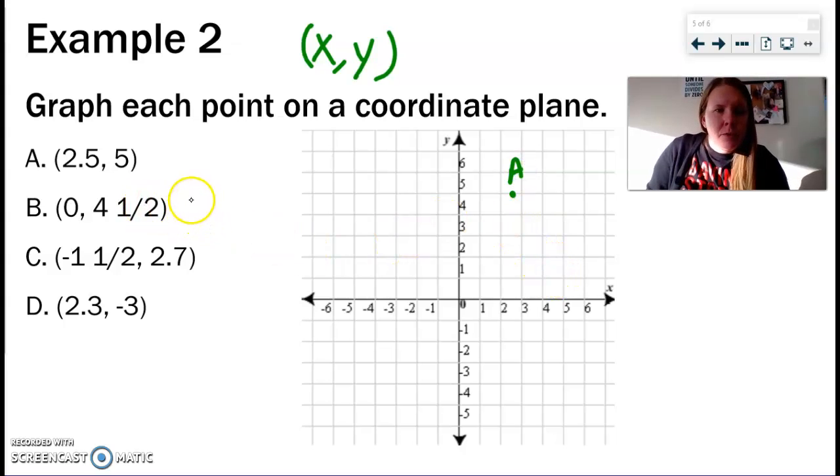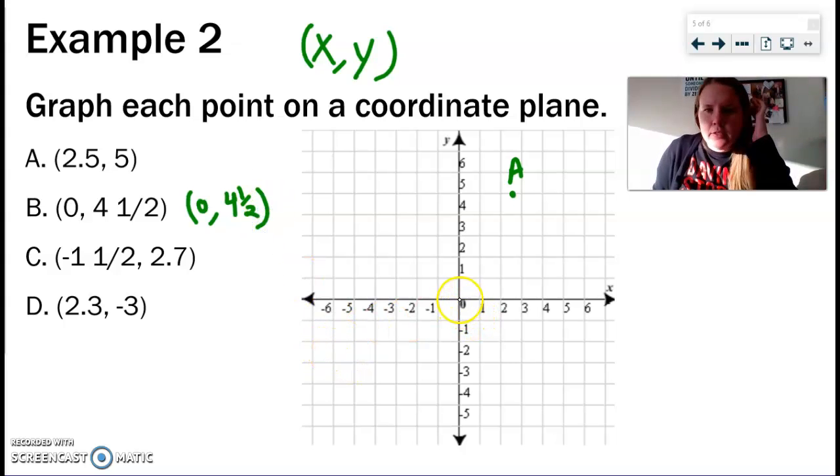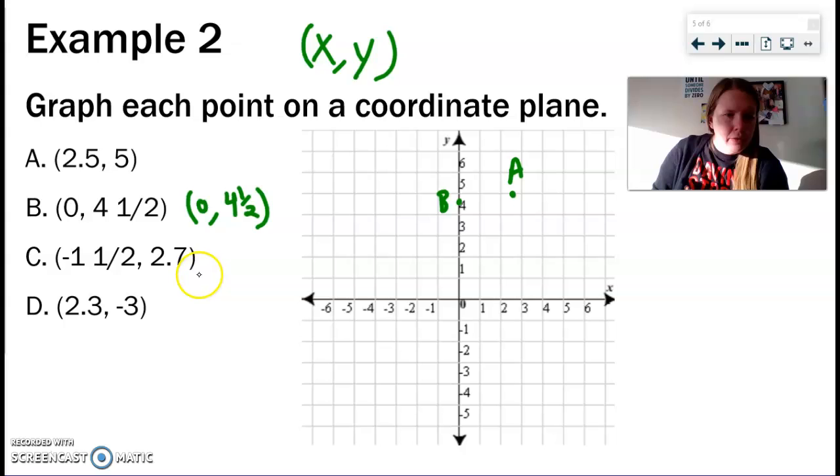For B, I'm going to be a little more specific. I'm going to rewrite this because typing it out is hard. It says (0, 4 and 1/2). Okay, that's what I was trying to do. So in this case, I'm going to start at 0, 0. If I have a 0 at the beginning, I don't go left or right. I stay here. So then all I have to do is go up. I'm going to go up to 4.5. So 1, 2, 3, 4, and I'm going to go right in the middle here, because 4.5 is right in the middle between 4 and 5. So here's my B.